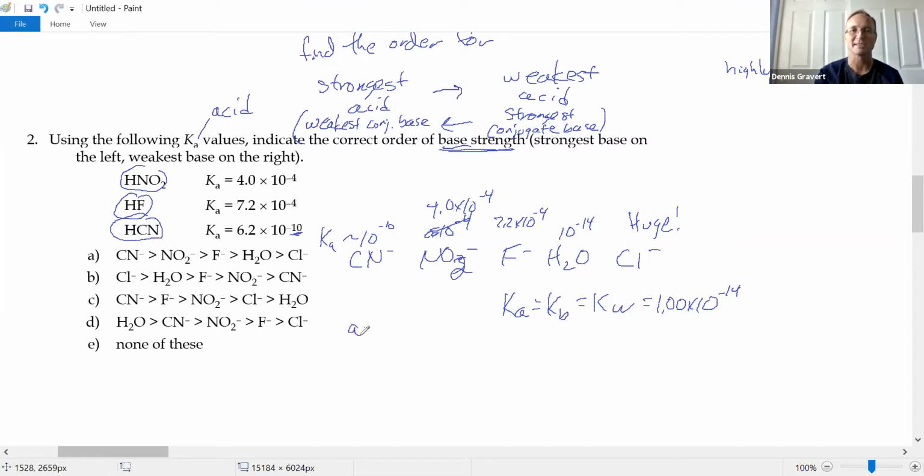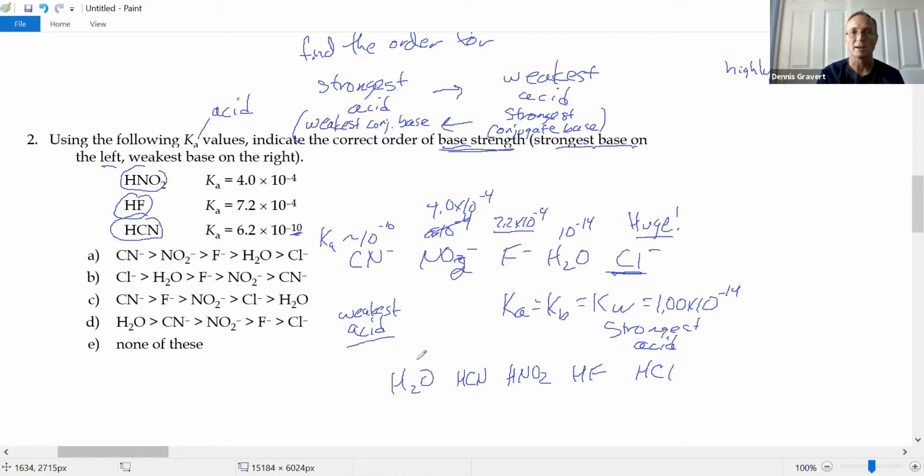So let's rank these in terms of acid strength. So what is the base strength? Maybe we should start with that. We got the strongest base on the left. Okay, so let's put the weakest acid on the left and go to the strongest acid on the right. And the strongest acid using Cl is HCl. That's a huge Ka, strongest acid. What's the next largest number? This one. HF has a Ka of 7.2 times 10 to the minus 4, followed by 4.0 times 10 to the minus 4, HNO2. And then, do we get them all? 5? Yeah. And then the Ka for HCN is small, 10 to the minus 10, but water is even smaller than that. Water is the weakest acid.